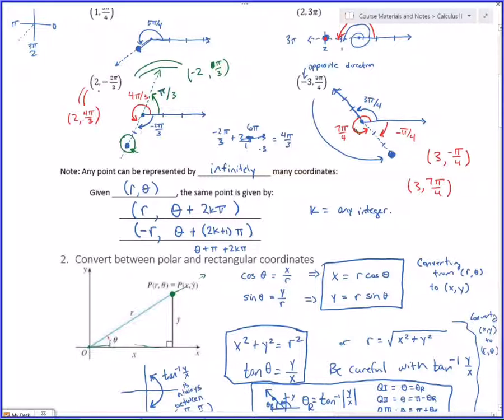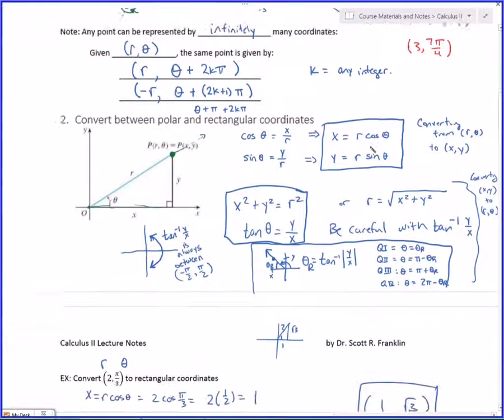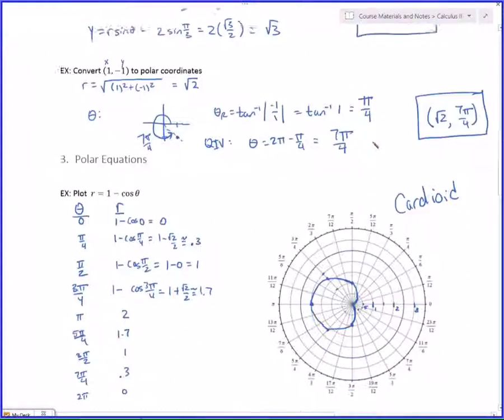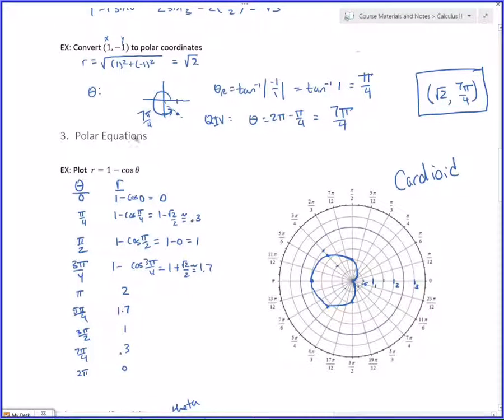If you need to go back and refresh your memory on this, I'm not going to reteach it. I've got the video posted online so you can rewatch the first half of this if you need to. Once we knew how to graph points, we also looked at how to graph curves, functions of theta. R is some function of theta. We're going to look at things like this today and do the calculus on them.